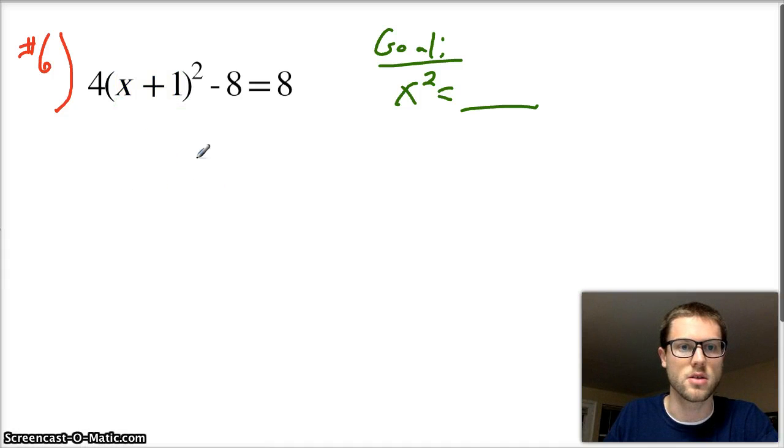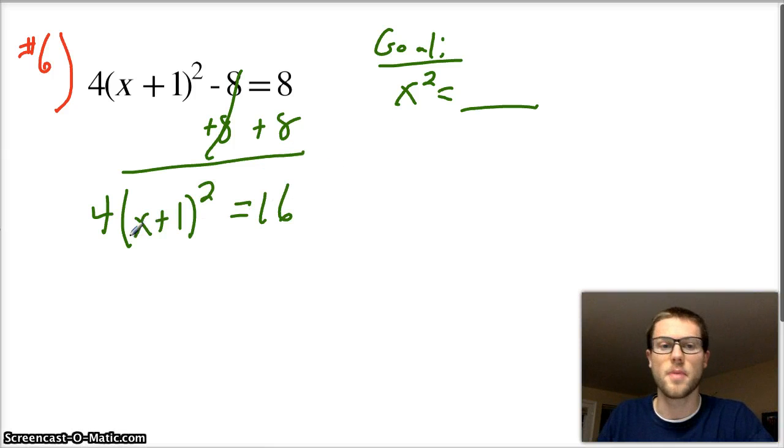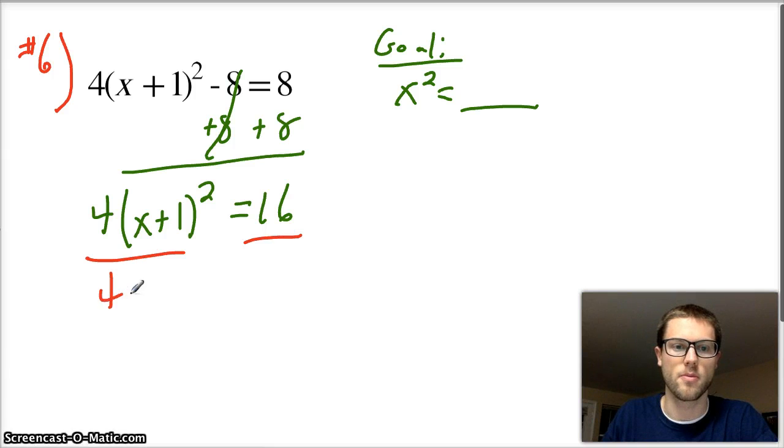So let's erase this stuff. And to get this x plus 1 squared by itself, first let's add 8 to both sides. This goes away. I get 4 times the quantity x plus 1 squared equals 16. Next step, I want to get this by itself, and it's being multiplied by 4. So let's divide both sides by 4. This cancels, and over on the left side I have x plus 1 squared equals 4.